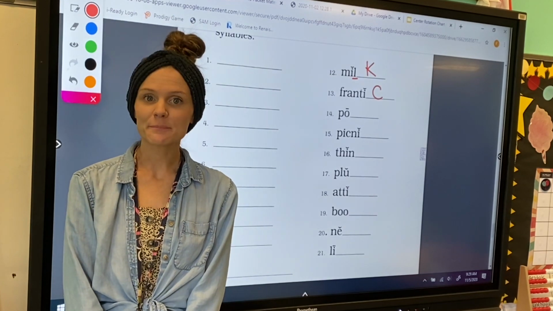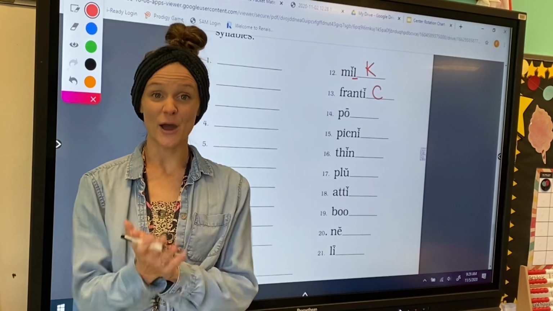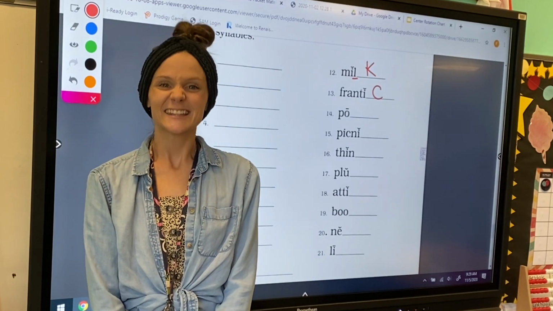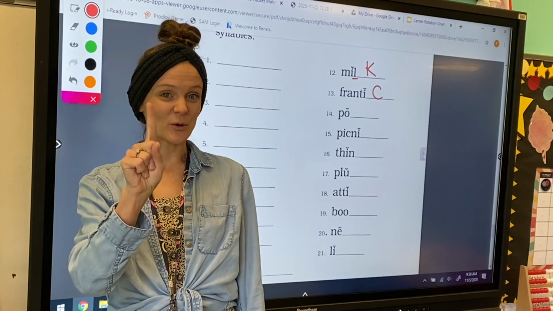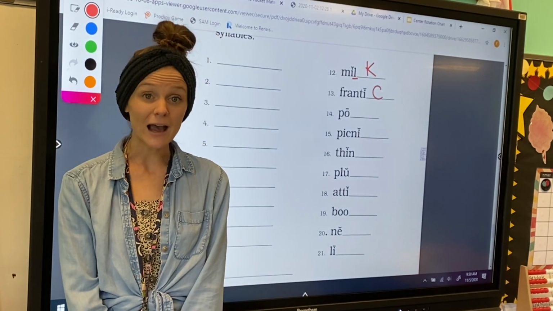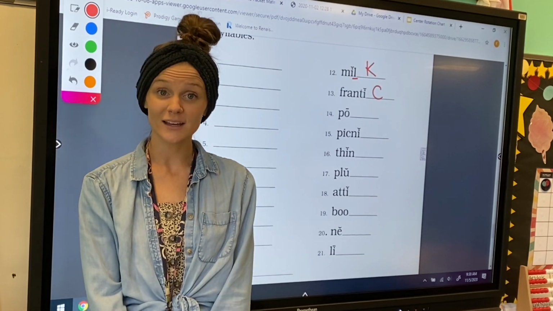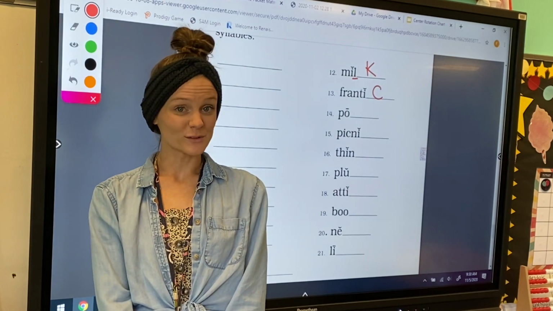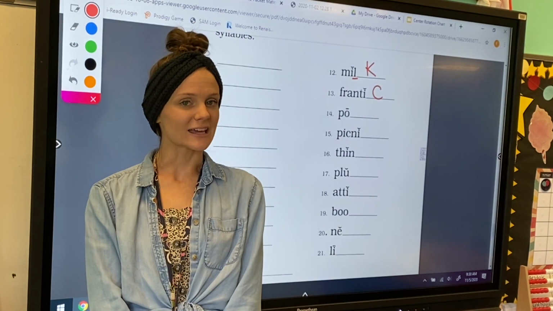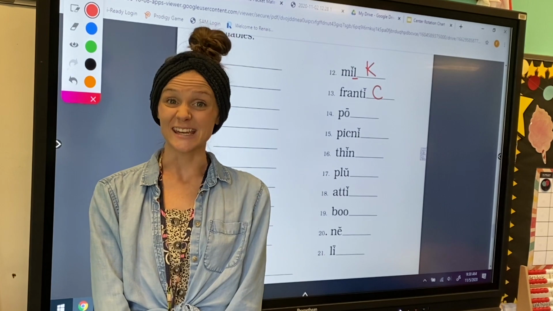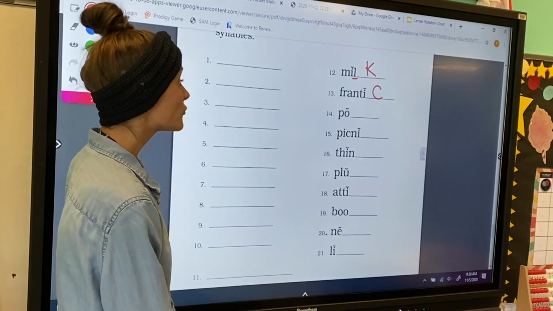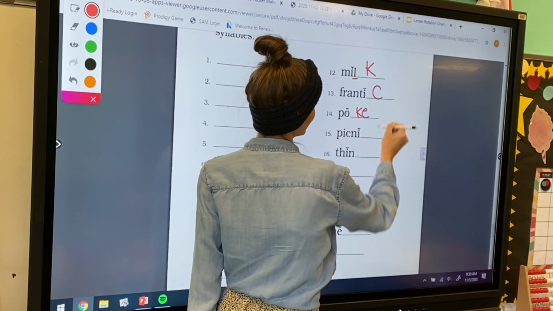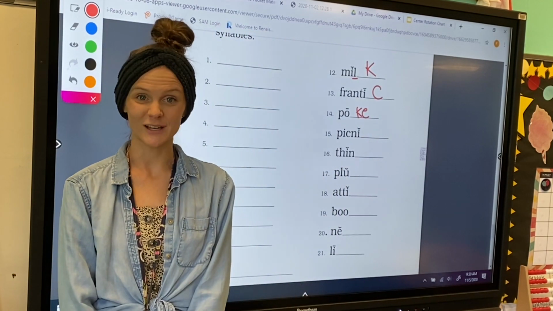Very good. For number 14, our word is poke. Poke. Clap that word with me. Ready? Poke. Does that word have one syllable or more than one? Yes, it has one syllable. What do you notice about the vowel sound in the word poke? Yes, it is making the long sound. So I know that since it's making a long sound, I must need a sneaky E. So for number 14, I'm going to write K-E to spell the word poke.